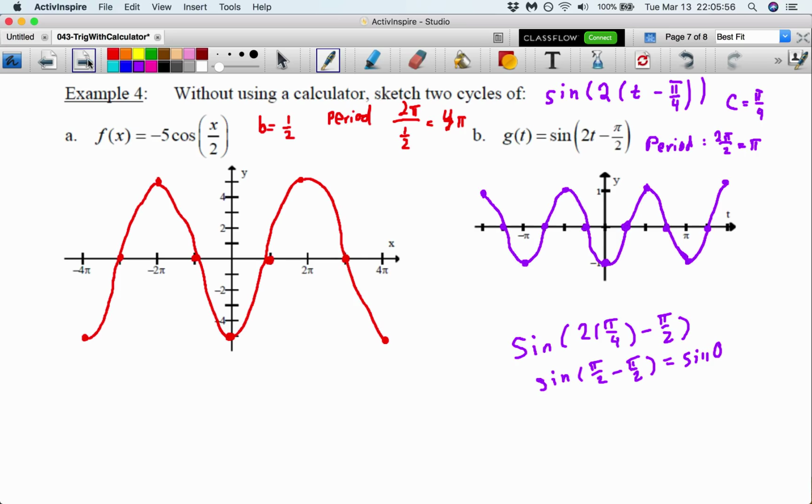We'll do lots more examples of graphing in the homework. Don't give in, don't use a calculator. Focus on the period, focus on the phase shift. I know this video is goofy.